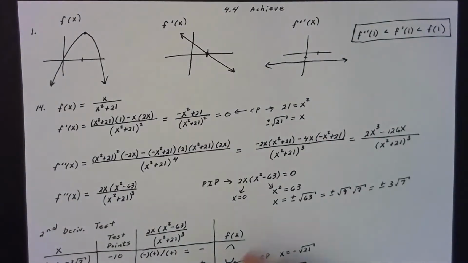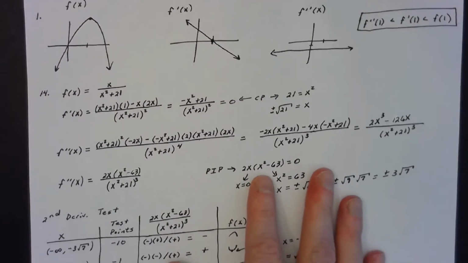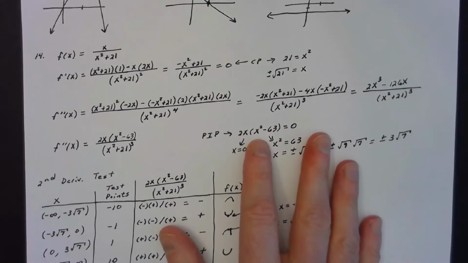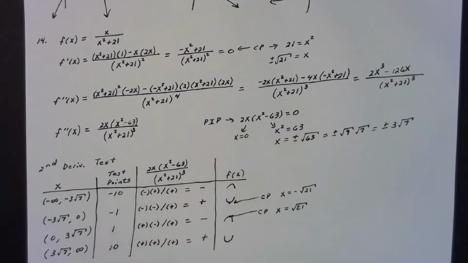Love that one. The second one is asking you to do the second derivative test, and it's wanting you to do the second derivative test not only to determine intervals of concavity, but also to determine whether the critical points are maxima or minima. So let's talk about how to do that.